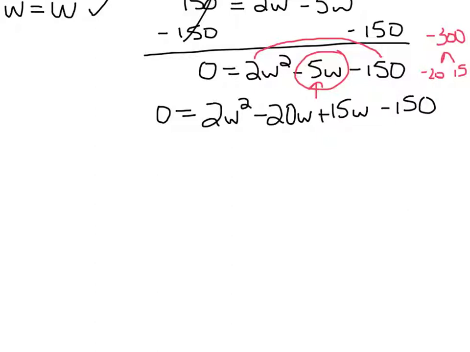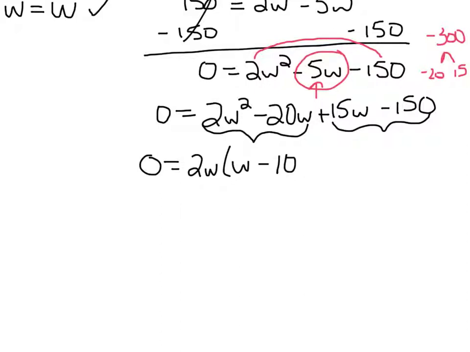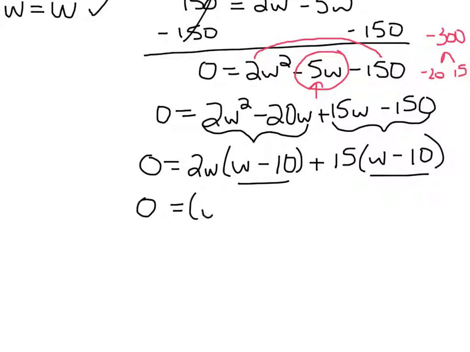Now what I'm going to do, since I have 4 terms, is factor by grouping. Out of the first 2 terms, I can factor out a 2W. I'm going to be left with a W minus 10. And out of my second grouping, I can factor out a 15 as my GCF, and I'm going to be left with a W minus 10. Both of these terms have a W minus 10 as a factor, so I'm going to factor out the W minus 10. And if I factor that out, I would be left with 2W plus 15.